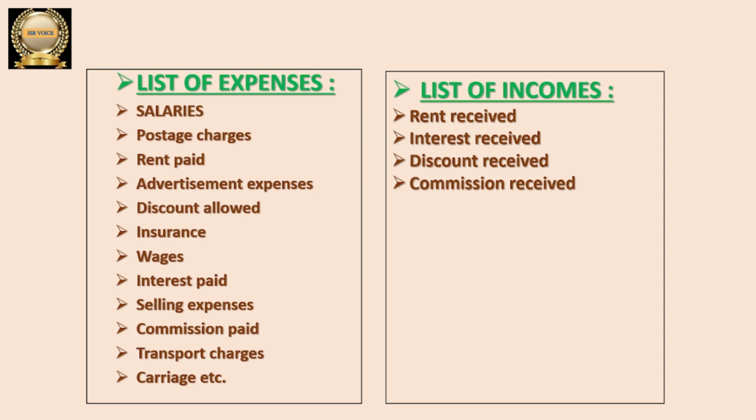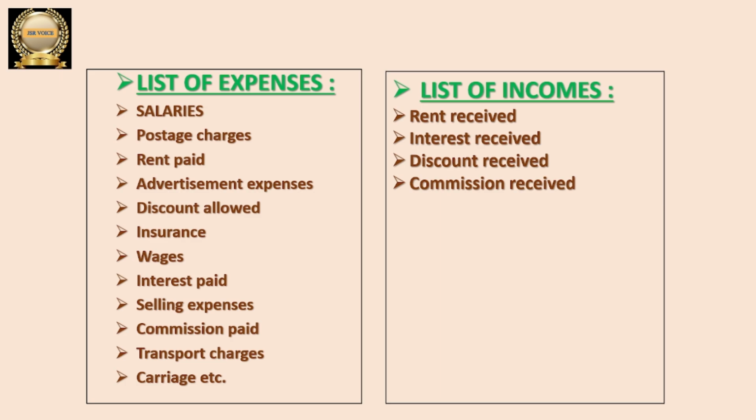Rent received, interest received, discount received, commission received. These all are incomes. Here the business is receiving everything. If a business receives anything, that is an income. And what is our trial balance rule? All incomes we have to credit. Income should be credited. If you find any item like this, you have to record it under credit whenever you prepare a trial balance. Hope this is clear.